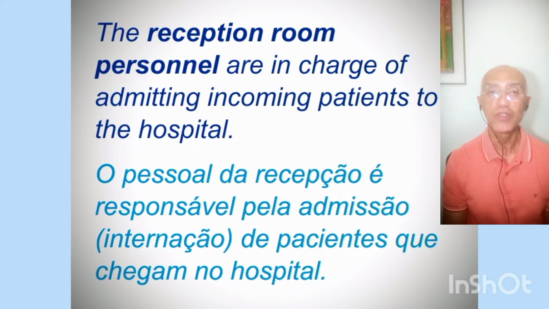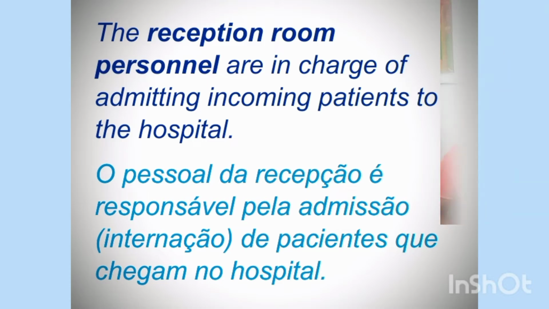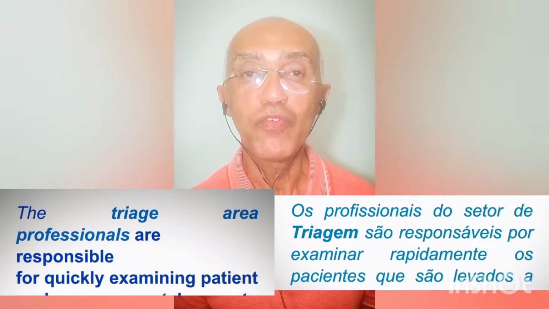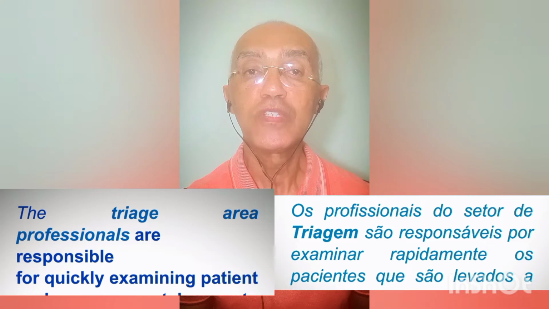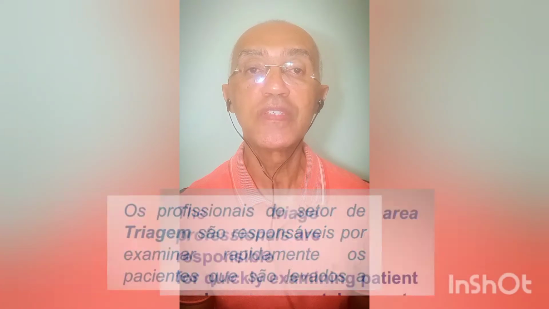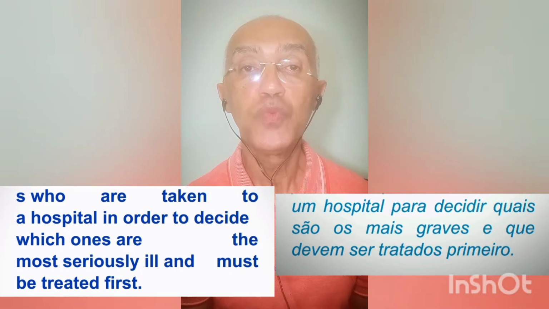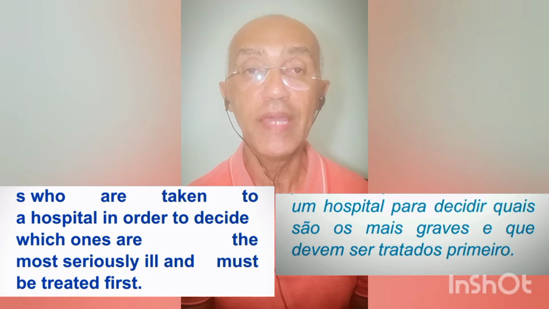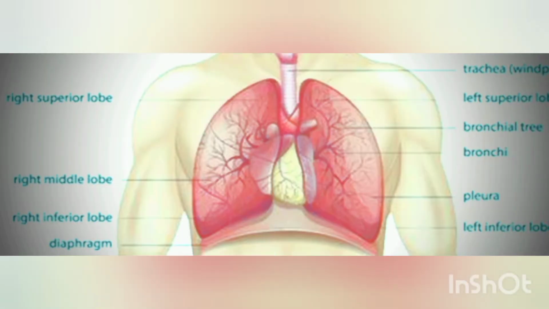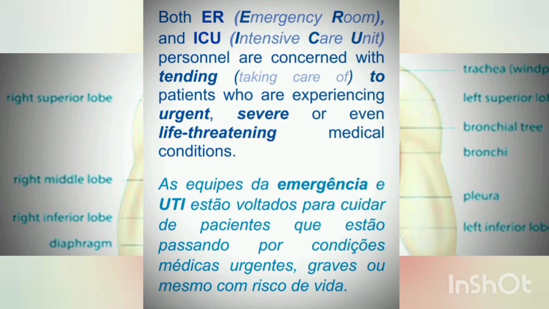The reception room personnel are in charge of admitting incoming patients to the hospital. The triage area professionals are responsible for quickly examining patients who are taken to a hospital in order to decide which ones are the most seriously ill and must be treated first. Both ER and ICU personnel are concerned with tending to patients who are experiencing urgent, severe, or even life-threatening medical conditions.